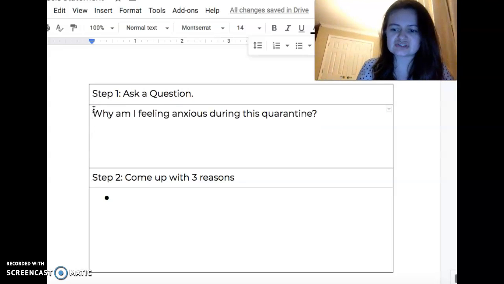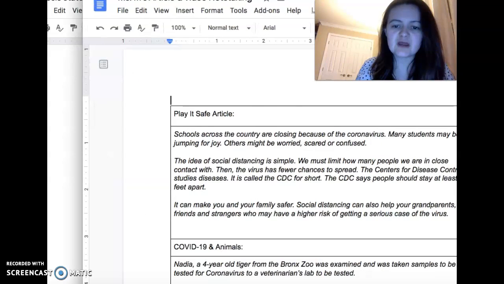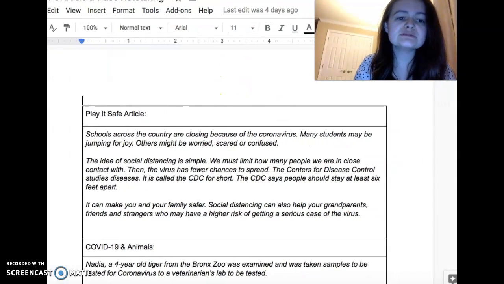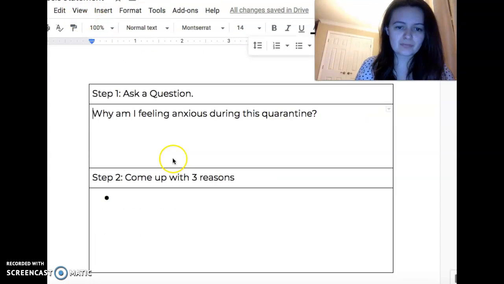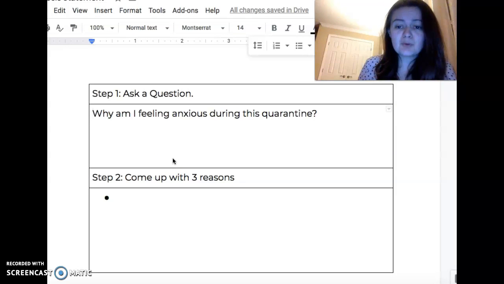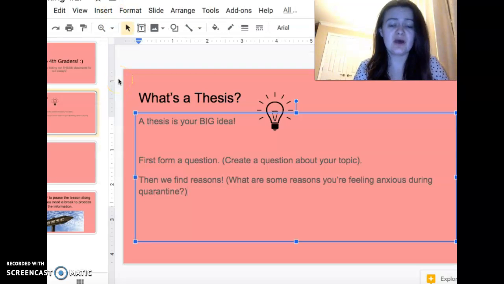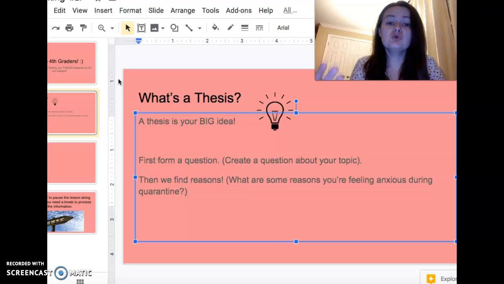So I form a question by looking at my free writes, by looking at my notes, and I form a question. Okay, so number one, I formed my question. Now, step two, I'm going to now find the reasons, and I might ask myself, what are some reasons you are feeling anxious during this quarantine?